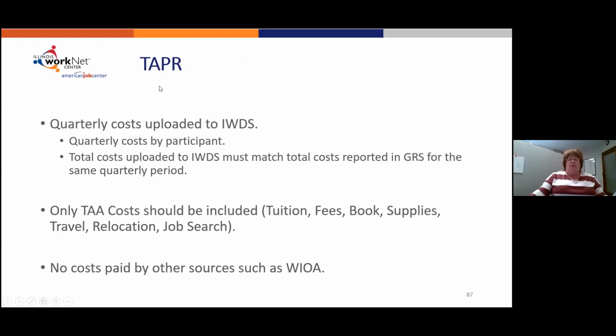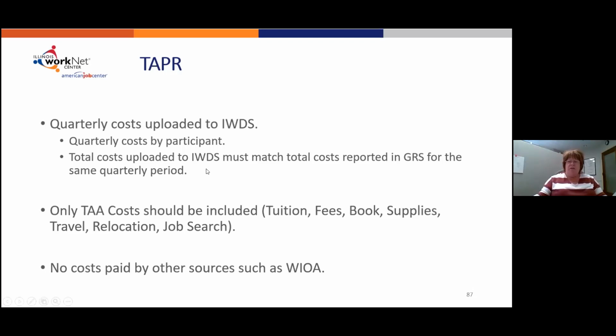And then quarterly, there's a taper report that needs to be completed. This is quarterly costs that are uploaded to IWDS, and it's the quarterly cost for each participant that were paid for that quarter. The total costs uploaded to IWDS must match the total cost reported in GRS for the same quarterly period. We cannot stress this enough. What you will do, and there will be a training on the taper later, it's towards the end of all of our sessions. If those costs do not match, then there's something wrong. I mean, it has to match to the penny.